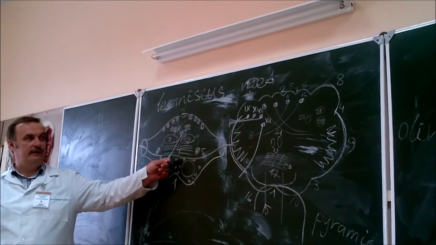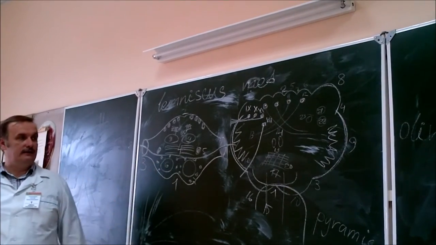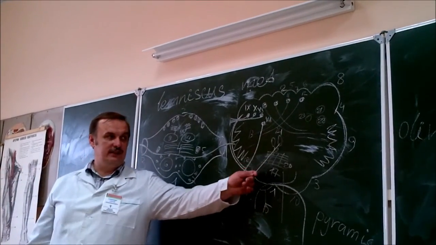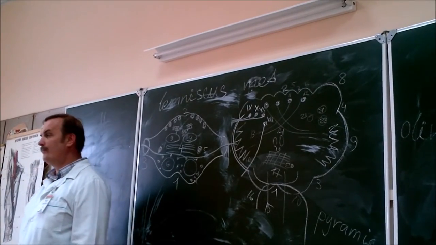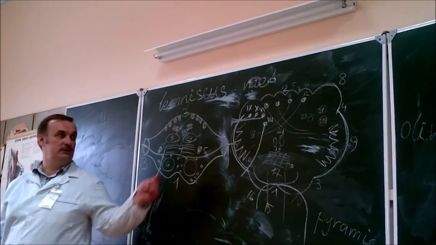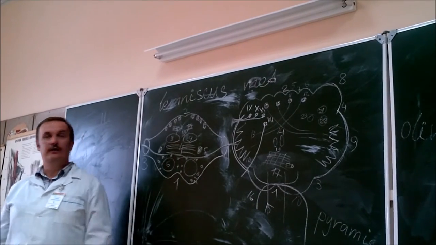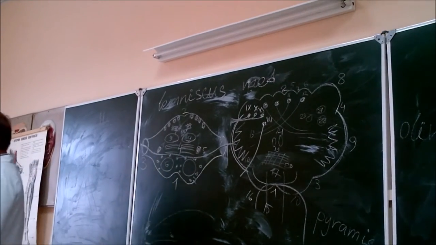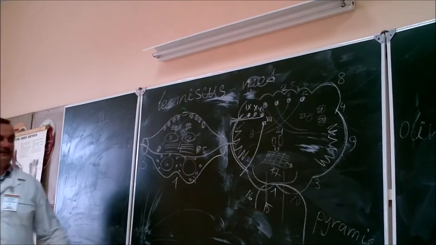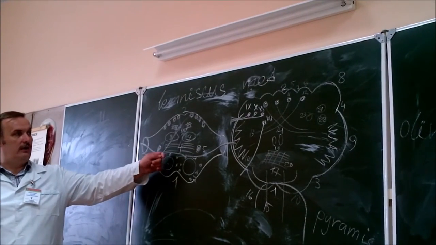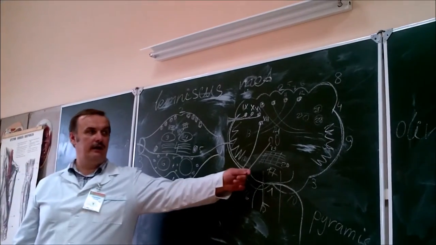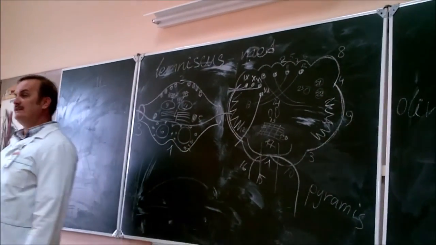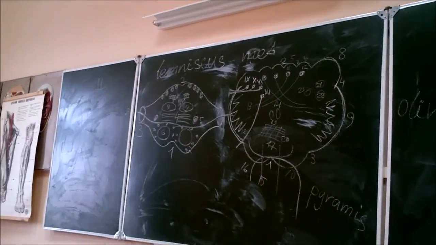Number 11 is fasciculus longitudinalis medialis, here and here, the same as in the medulla oblongata.